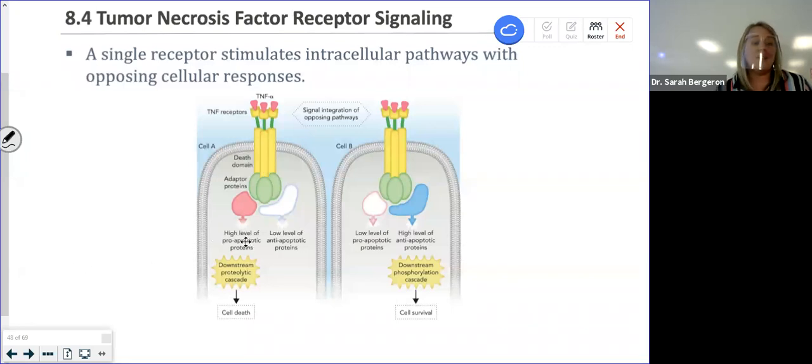So if you have lots of pro-apoptotic proteins, what is apoptosis? Programmed cell death. If you have a lot of proteins in there signaling, hey, the cell's not doing so red hot, then it's going to activate cell death. If you have a low level of pro-apoptotic and a high level of anti-apoptotic, the cell's going to survive. And this is really important because it allows cells to make a very quick decision. Should it stick around or should it not? Why is that really, really important?